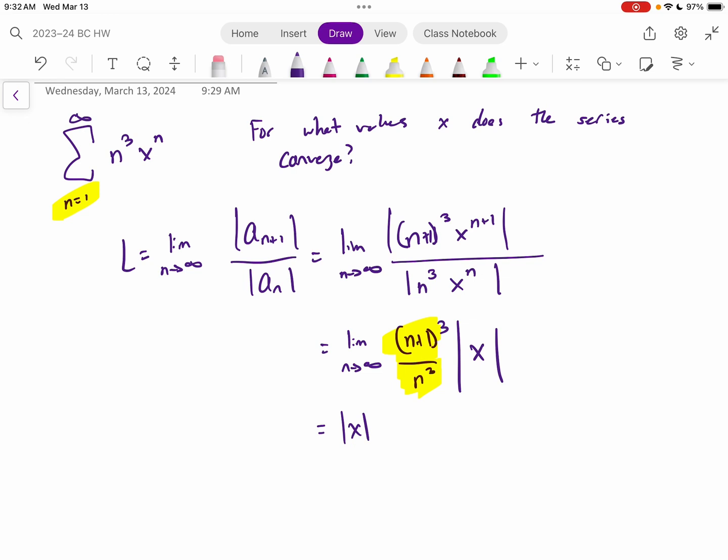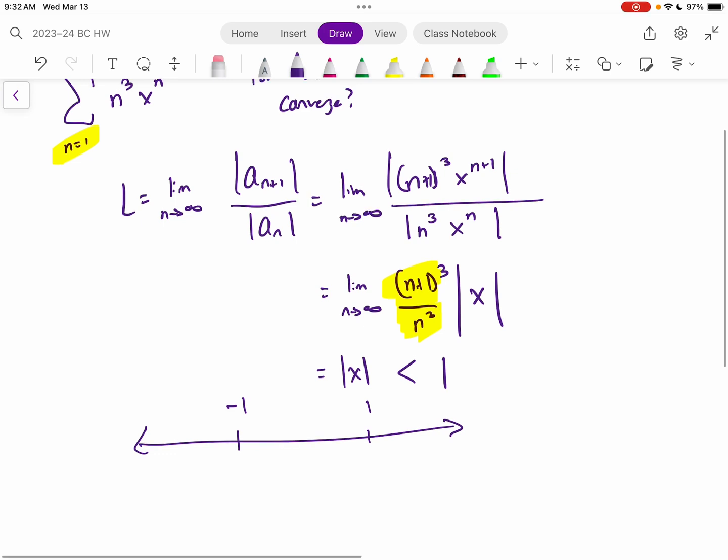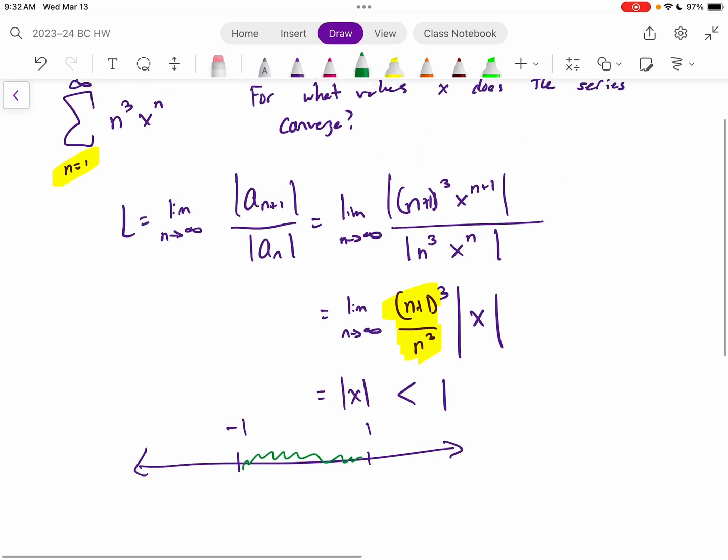So remember, we wanted this thing to be less than 1. And so we know if we were to graph that on a number line here, we'd have -1 and 1, and we'd be dealing with this area in between. Those are all the values of x where this thing should converge. And that should make sense, right? If I have 0.5 as my x and I raise that to the infinity, that's going to be really, really small compared to how big n cubed is. So this thing would certainly converge for values in between there.